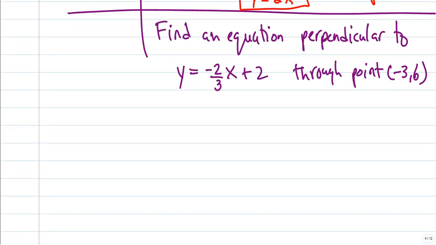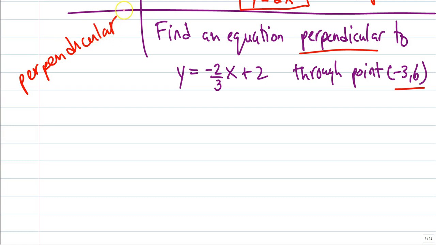Another way we can ask that question is we can say perpendicular to an equation through a point. I see the point, I have to find the slope. You have to remember, what does perpendicular mean? Well, perpendicular means that if the slope that they give me is a over b, then perpendicular to that will be opposite and reciprocal.